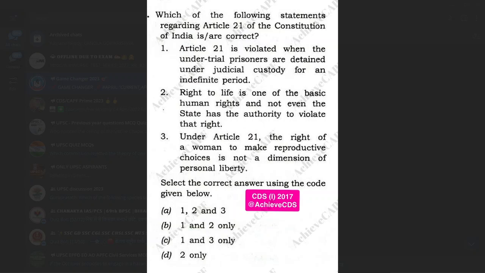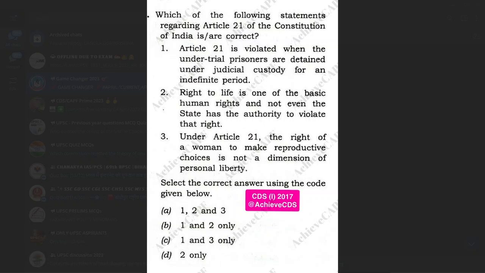3 is wrong. What about 1? Article 21 is violated when under trial prisoners are detained under judicial custody for an indefinite period. Okay.